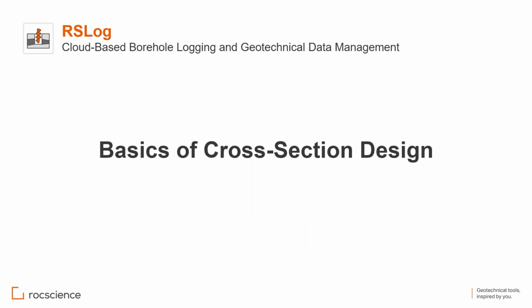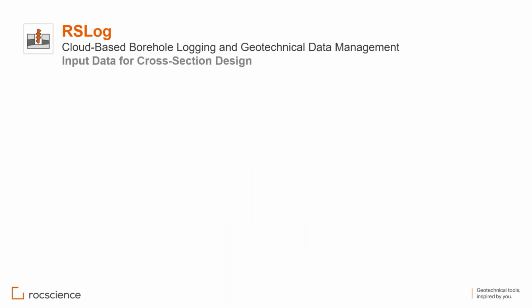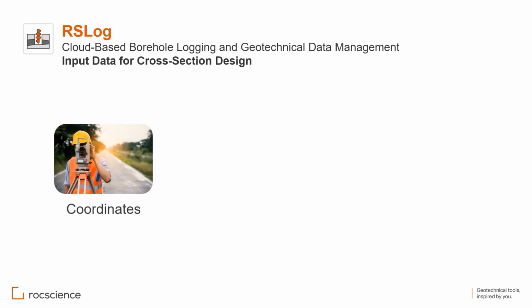Some basics of cross-section design. These are the things that you all know, but I just wanted to put them in one slide. First thing is coordinates. So if you want to design your cross-section, you need coordinates for your boreholes. And these coordinates could be either geographic coordinates, or it could be northing, easting, right? So what RSLog does, it will convert northing and easting depending on your UTM zone or state plane coordinate data or settings. It would put all of these boreholes on the map behind the scene.